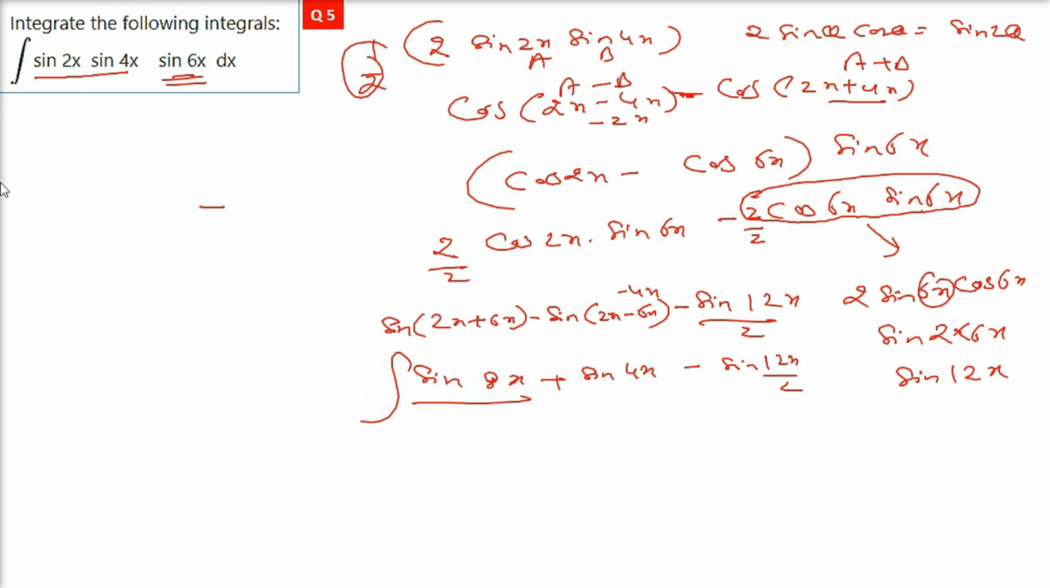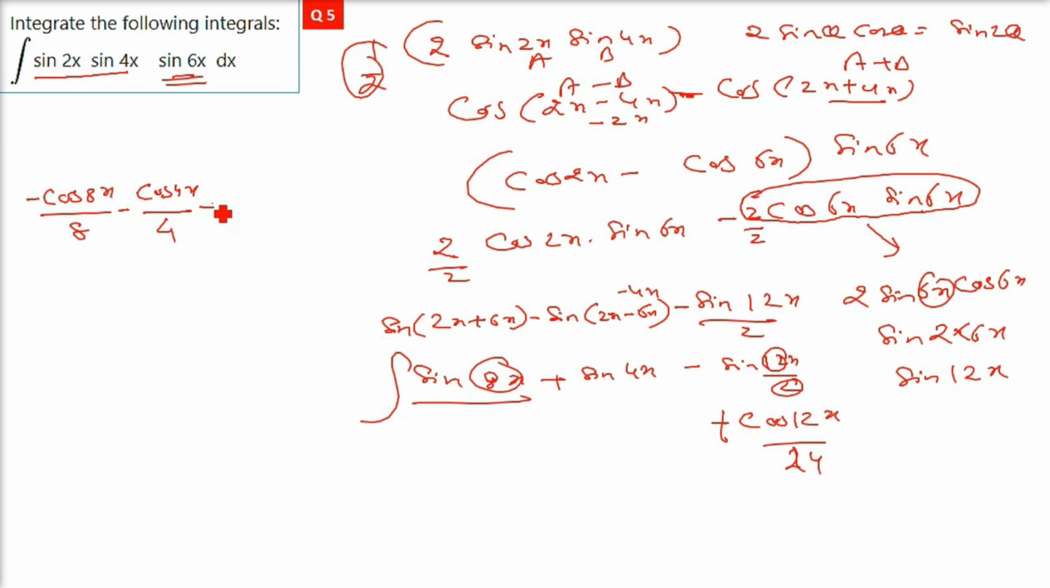What is the integration of sine 8x now? Please remember, half is already there with both of them also. Now I'm integrating. Sine 8x integrates to minus cos 8x, and the differentiation of 8x is 8, so it is in the denominator. Sine 4x, what will be the integration? It will be negative cos 4x, and the differentiation of 4x is 4, so it will come in the denominator. And since it was negative outside, if you remember, this 2 sine 12x, what is the integral of sine 12x? It will be minus cos 12x. So minus minus will become plus, and the differentiation of 12 goes in the denominator. So 2 was already there, it's 24.